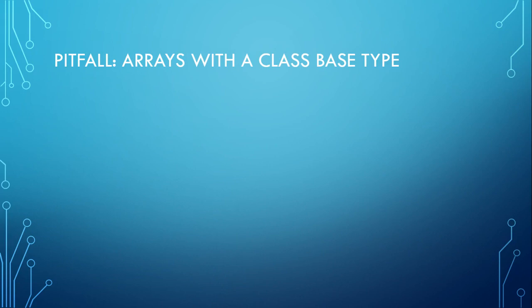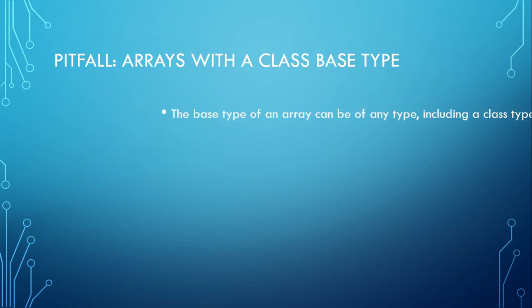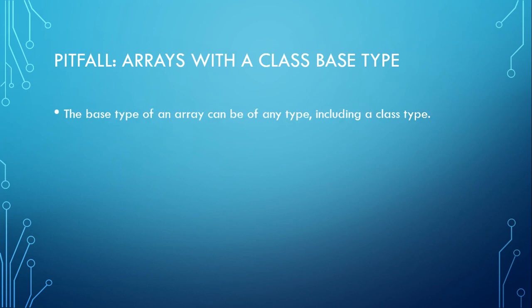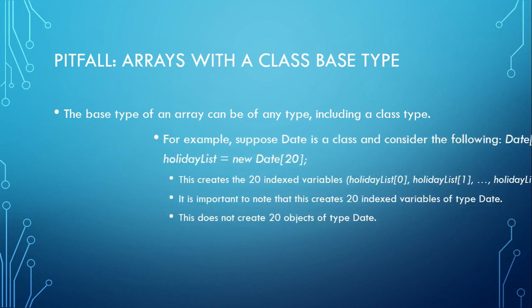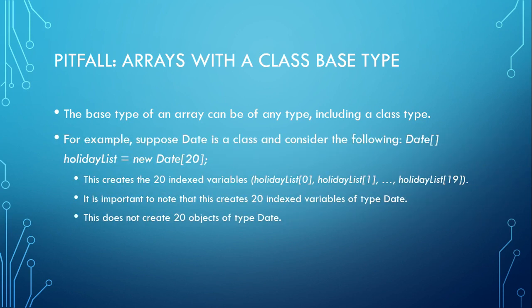All right, now before we close off today, we do have a pitfall to talk about, which is that of arrays with a class base type. The base type of an array can be any type, including class type. We've already talked about this. So you could have one that's of the Person class, or you could use our Android person class from our labs. Now, for example, suppose Date is a class, and consider the following.